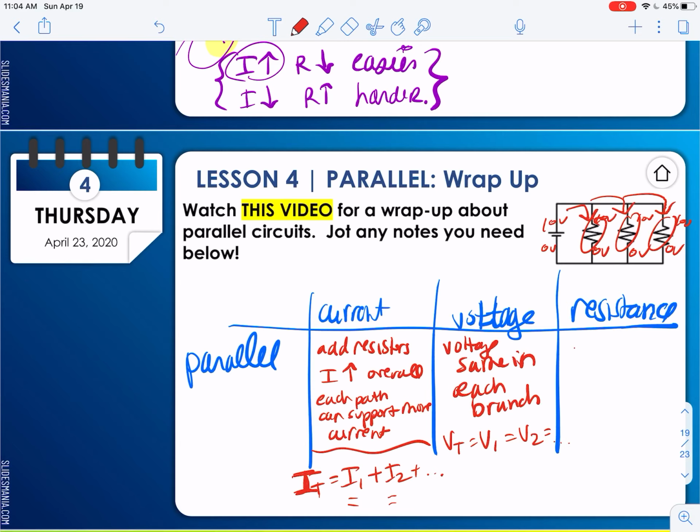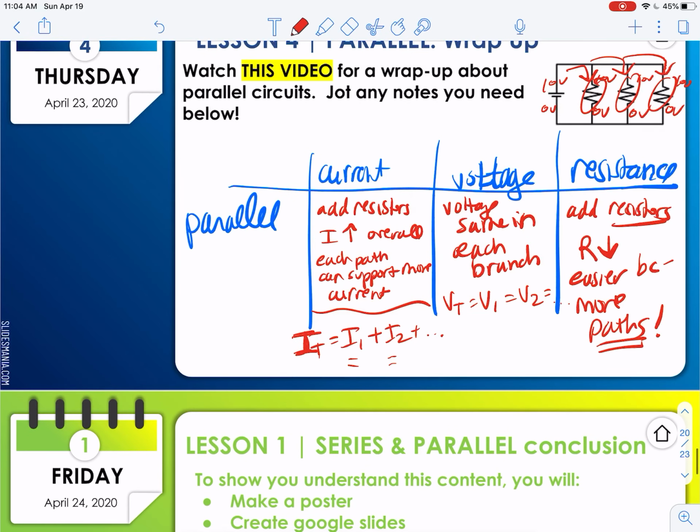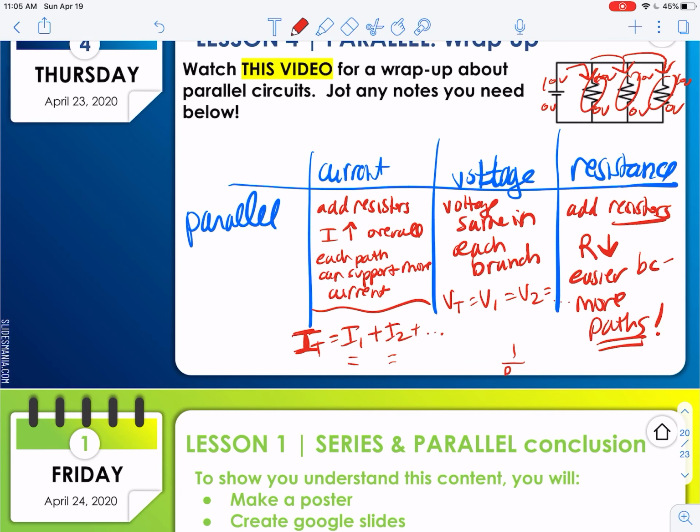Resistors: when you add resistors in parallel, the overall resistance decreases. It becomes easier because why? There are more paths. Even though you're adding more resistors, you're adding another path, which sort of outweighs that. And if you want to know the equation for this, you do not have to know this and you do not have to include this, but it's a little bit confusing. You're actually adding the reciprocals of them.